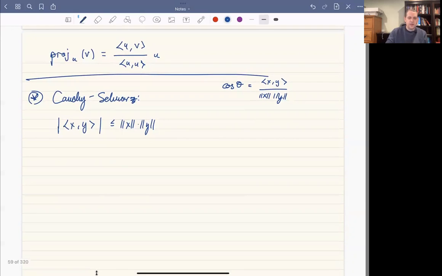The Cauchy-Schwarz inequality here is one of the most ubiquitous and one of the most useful inequalities in all of math. It gets used absolutely everywhere. I can almost guarantee you've already seen it in a Calc 2 context. We just didn't necessarily call it Cauchy-Schwarz.